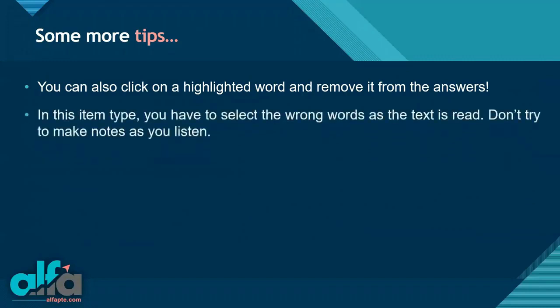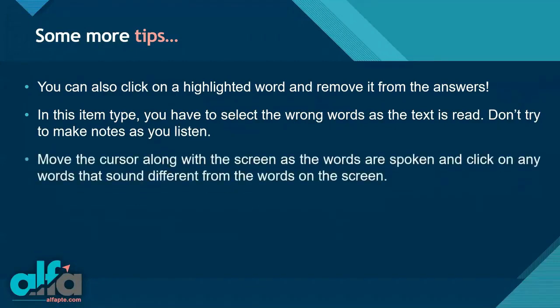In this item type, you have to select the wrong words as the text is read. Don't try to make notes as you listen. Just keep your eyes on the text and follow it along with the audio. Take your cursor along with the speaker and keep clicking on the words that do not match. Move the cursor along with the screen as the words are spoken and click on any words that sound different from the words on the screen.